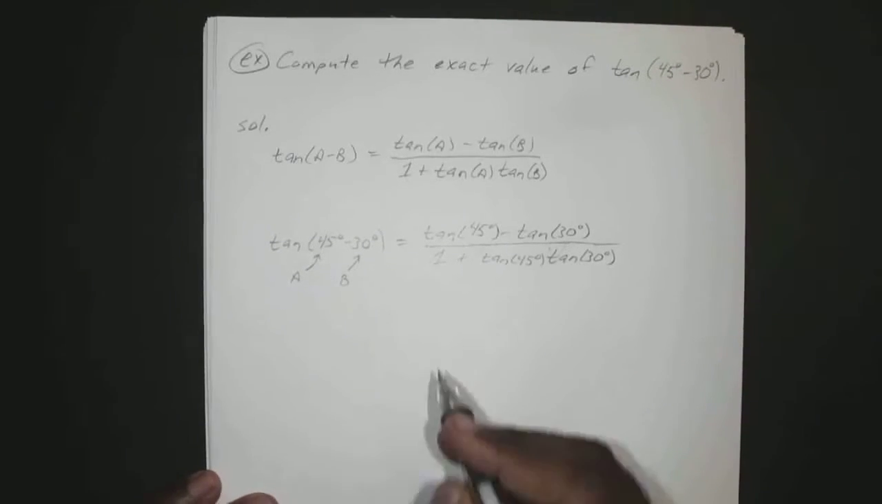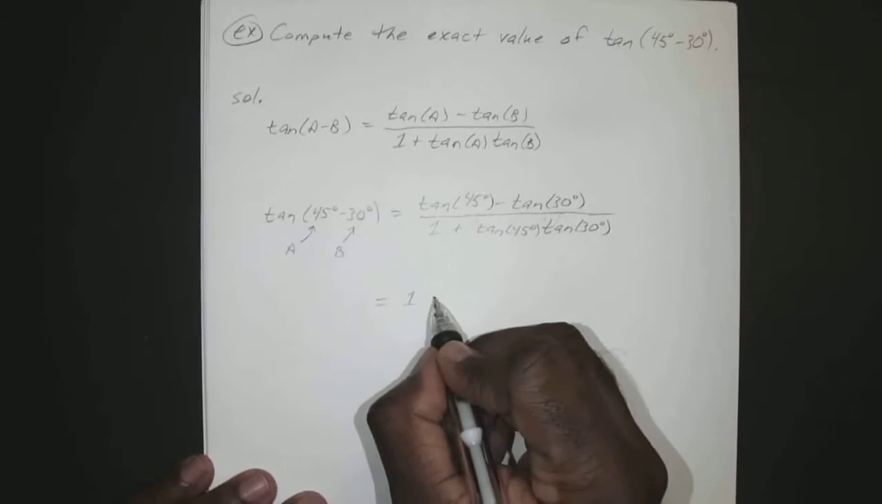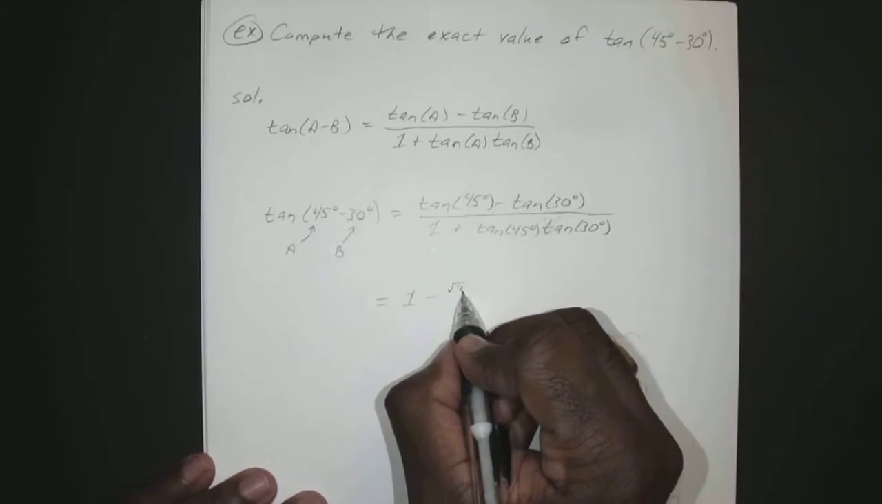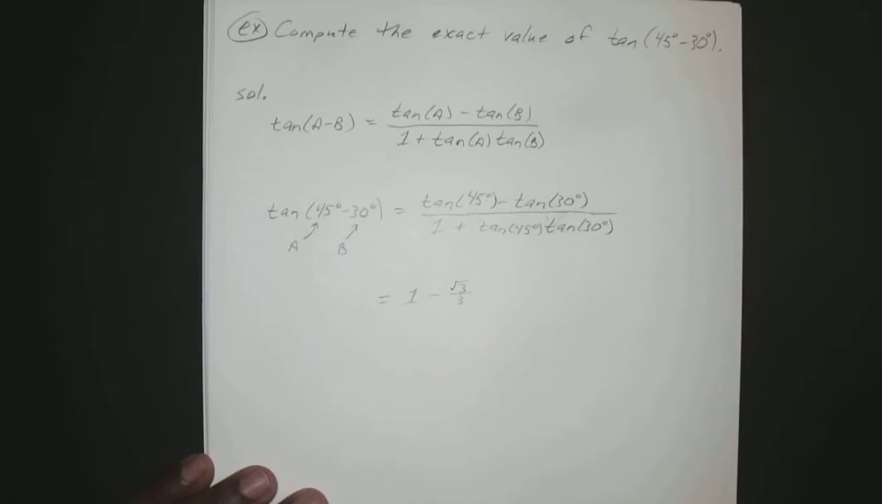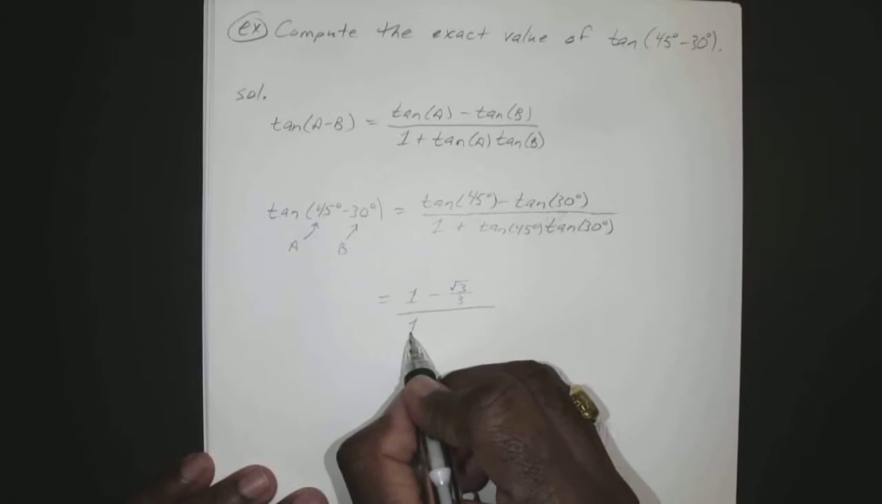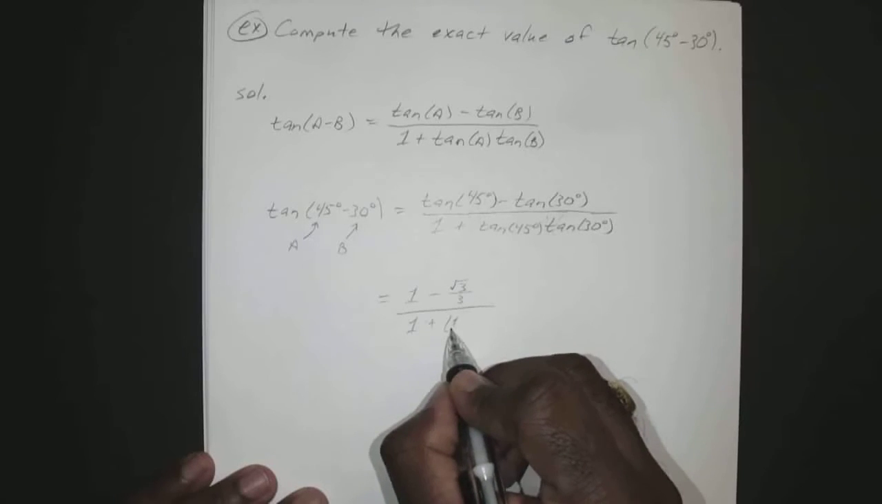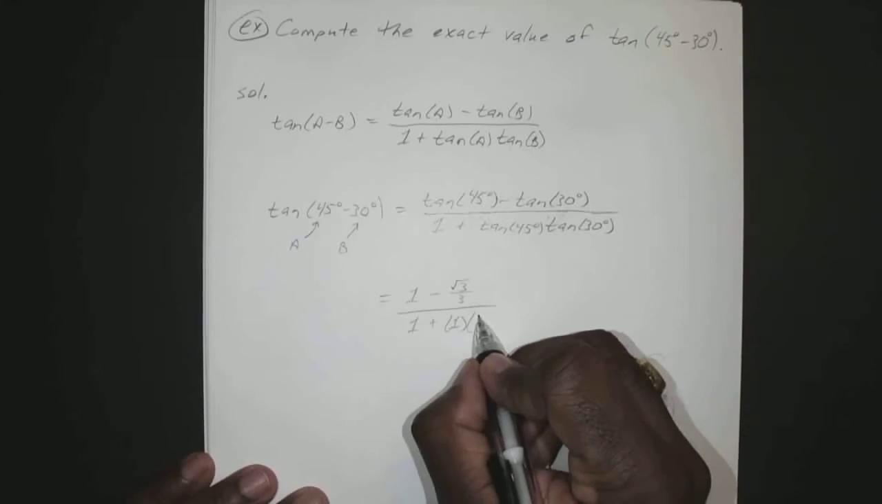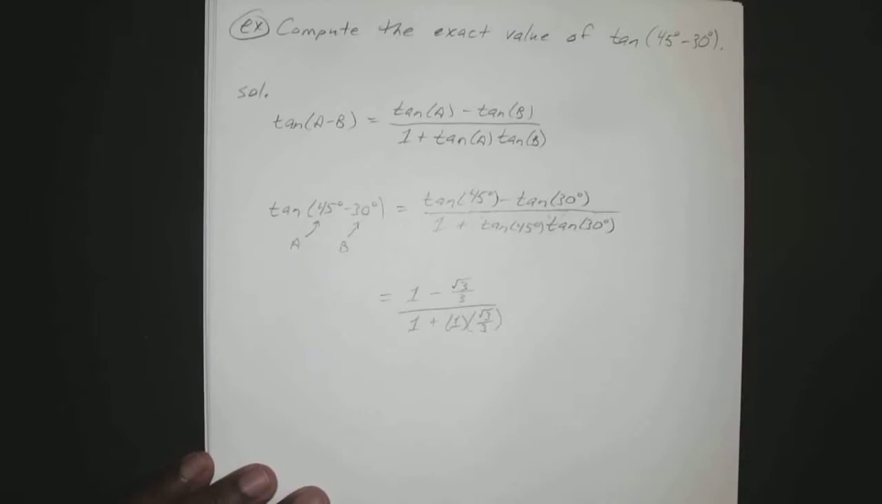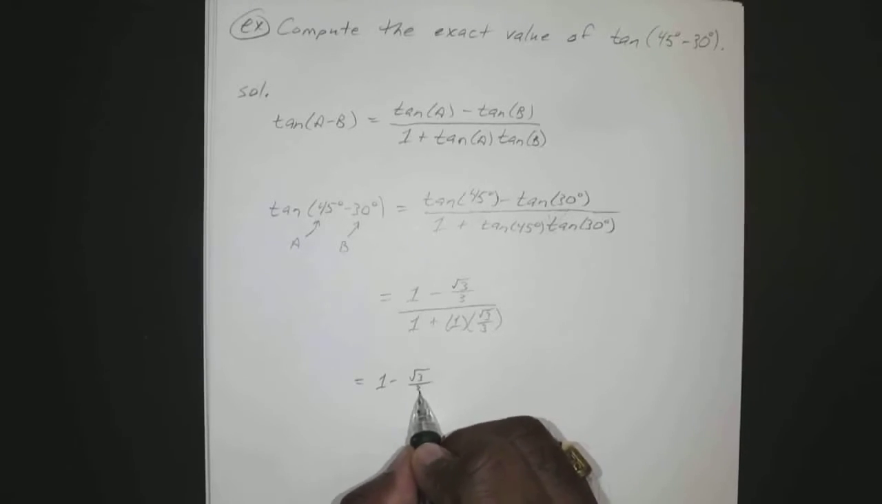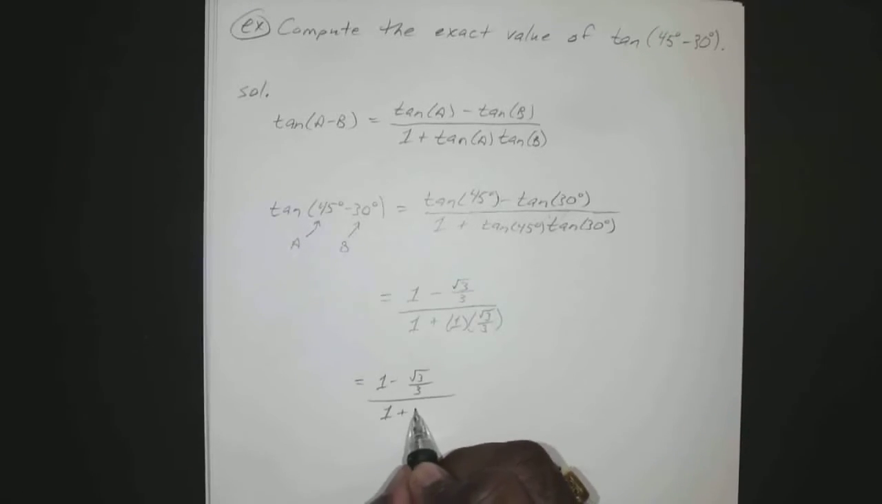Okay, so now our tangent of 45 degrees is equal to 1, minus our tangent of 30 degrees, which is square root of 3 over 3, divided by 1 plus tangent of 45, which is 1, times square root of 3 over 3. So that gives us 1 minus square root of 3 over 3 divided by 1 plus square root of 3 over 3.